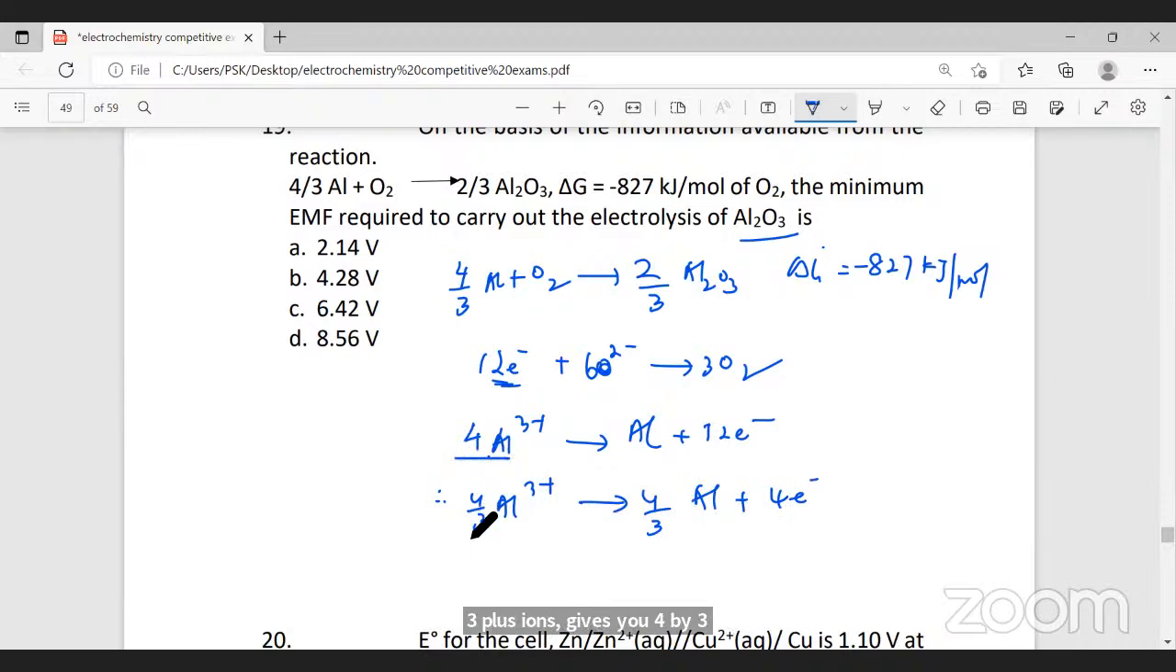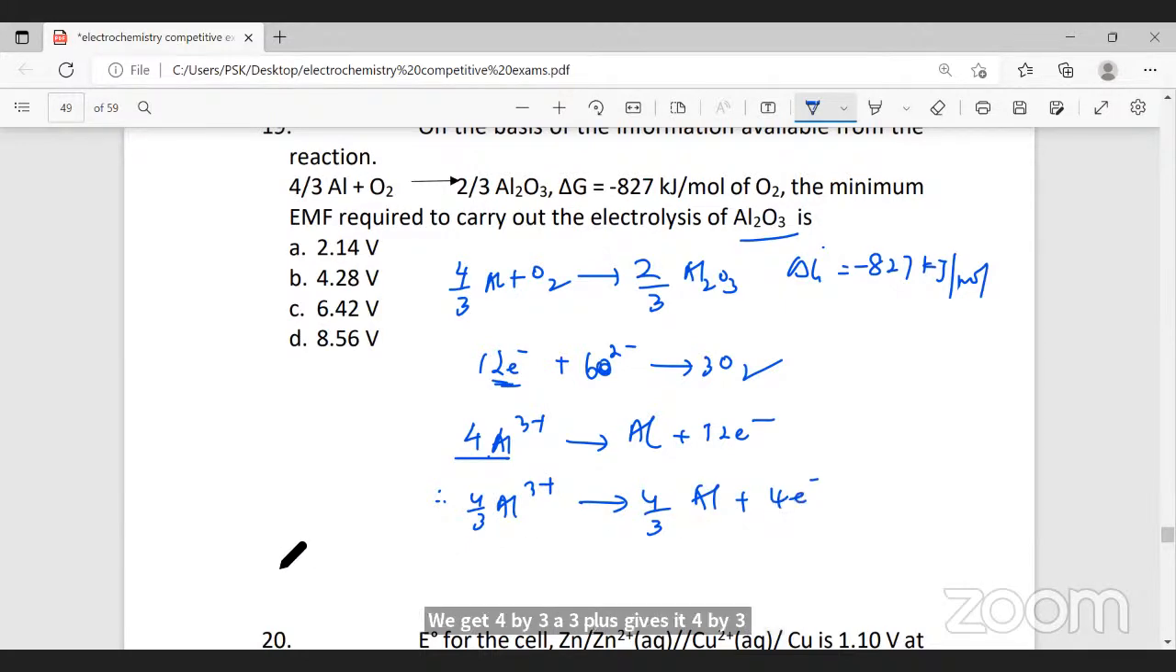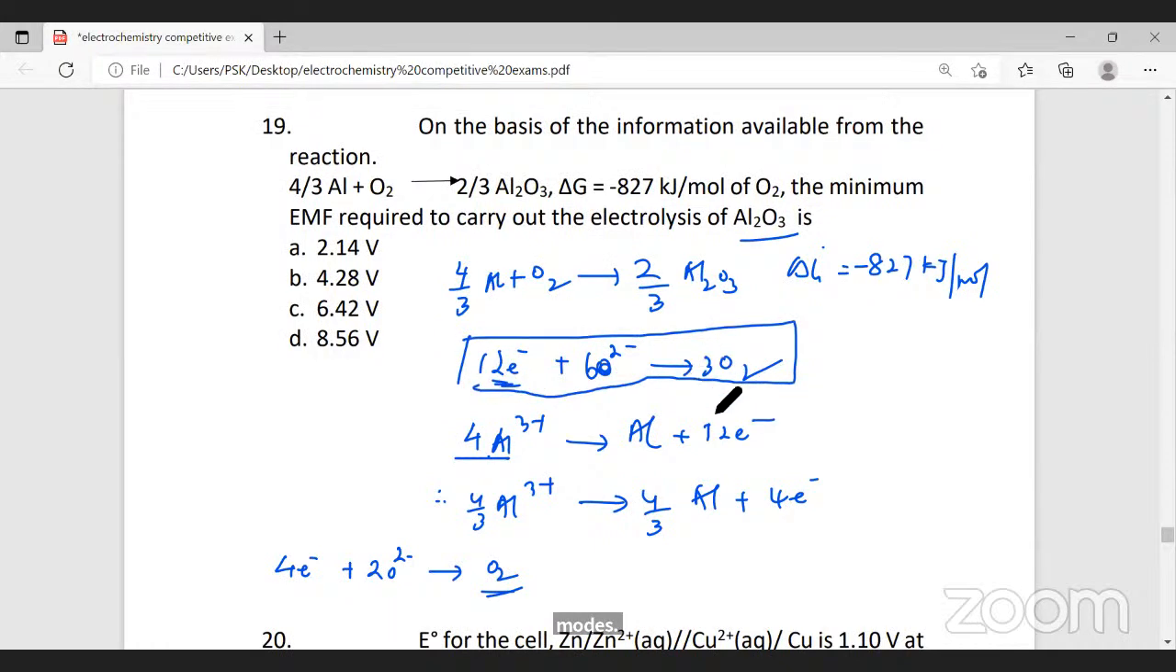So this is 4. If you divide by 3, because as per the given equation it's 4/3 aluminum ion, you get 4/3 Al3 plus plus 4 electrons giving 4/3 Al, that is 4 electrons plus 2 O2 minus gives you 1 mole of oxygen. This is for 3 moles. This reaction is not given in the question. We should understand that in order to get 1 mole of oxygen, how many moles of electrons are required. So that's the hint here. For 1 mole of oxygen, how many electrons are involved? 4 electrons.